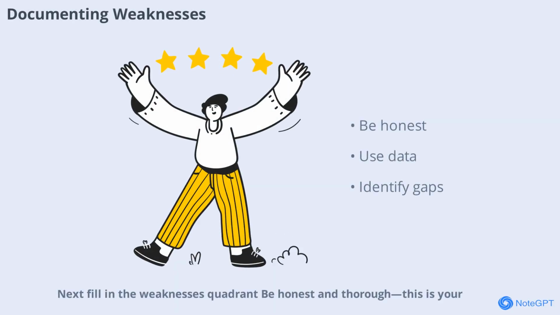Be honest and thorough. This is your chance to identify areas that need improvement. Ask your team for feedback and look at recent performance data for clues. Weaknesses can range from resource limitations to process inefficiencies. By documenting them clearly, you'll be better equipped to address them in your strategy.